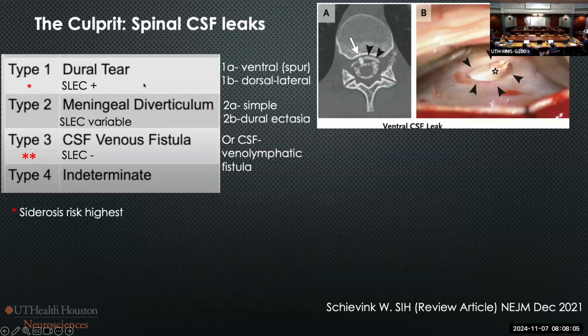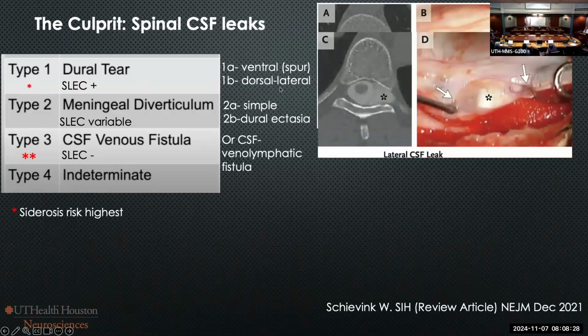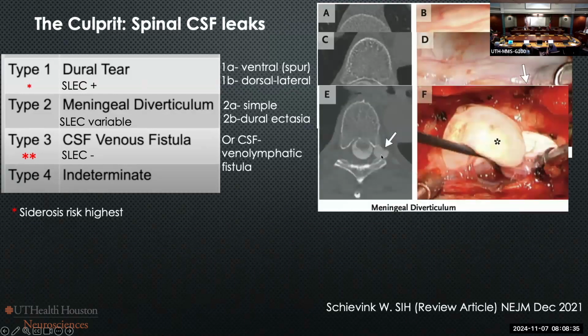This is what we call SLEC positive, spinal longitudinal extradural collection positive. These will almost always have a collection outside the thecal sac, either on MRI or CT myelogram. Type 1A, the puncture is ventral. Type 1B, the puncture is dorsolateral. Type 2 is the meningeal cyst, and we might see lateral CSF collections, and they're often associated with the meningeal diverticulum.